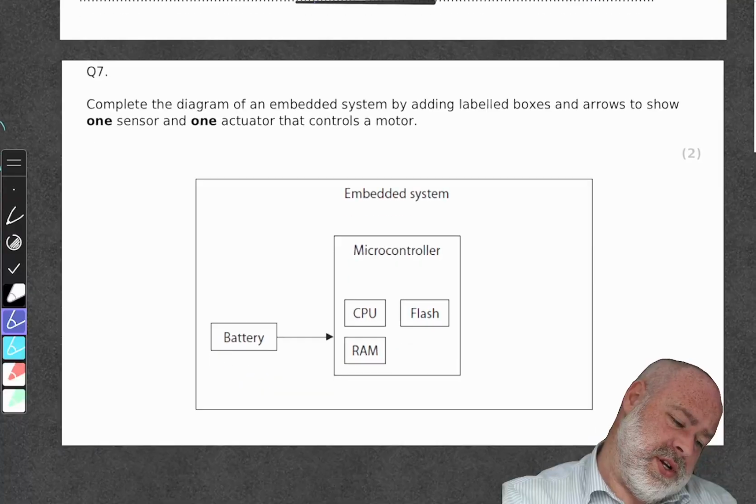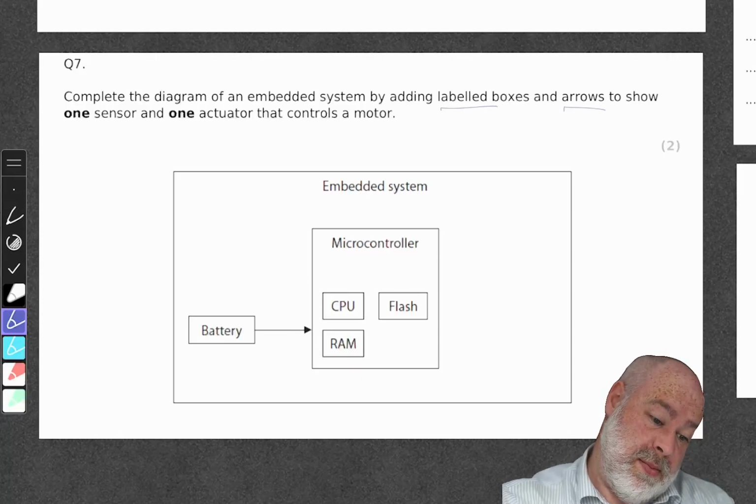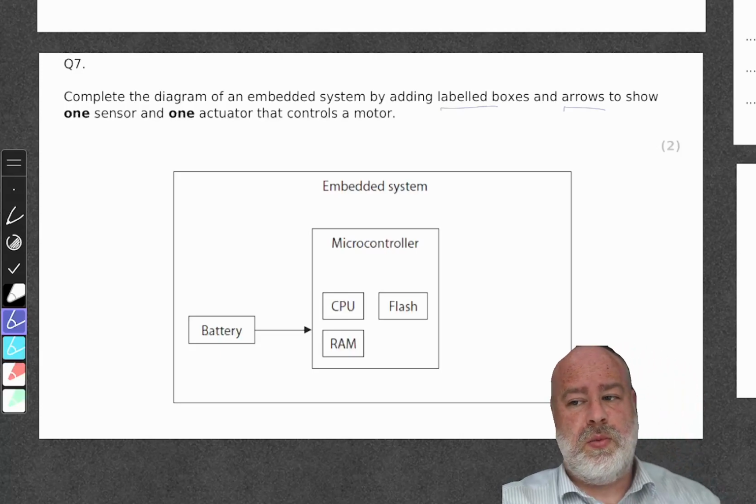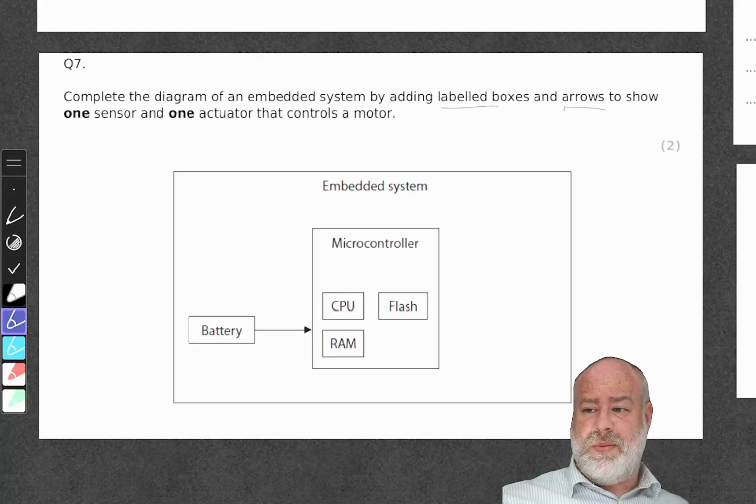Okay, let's have a look at this question. Complete the diagram of an embedded system by adding labeled boxes and arrows. So make sure you label whatever you do and put arrows in to show one sensor and one actuator that controls a motor. What would probably trip you up on a question like this is you might go, I don't know what an actuator is. And I don't blame you, it's quite a specific piece of language.